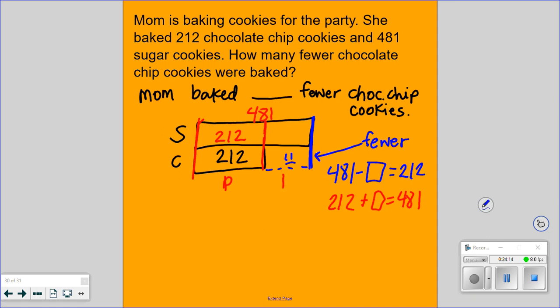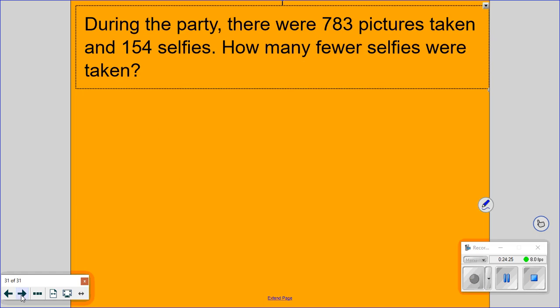Here's a part. Here's a part. When I put those two parts together, I get my whole. Beautiful, Ava. Nice. All right, we got one more we're going to work on.